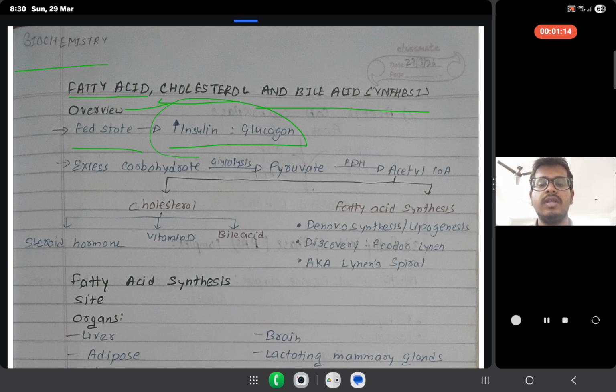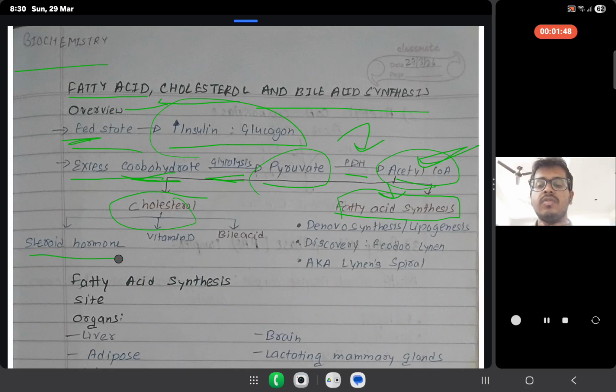Now we will talk about what actually happens here. Actually, excess carbohydrate is taken in during the fed state. So during glycolysis, excess carbohydrate is converted to pyruvate, and pyruvate in presence of pyruvate dehydrogenase is converted to acetyl coenzyme A. Acetyl coenzyme A helps in formation of fatty acid and cholesterol. Cholesterol helps in formation of steroid hormone, vitamin D, and bile acid.